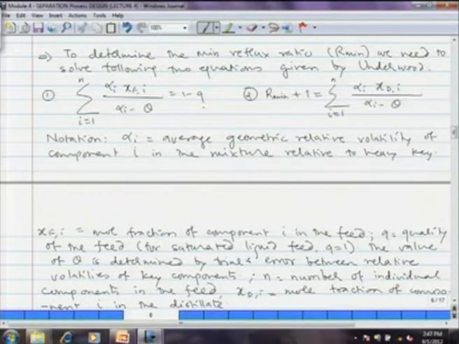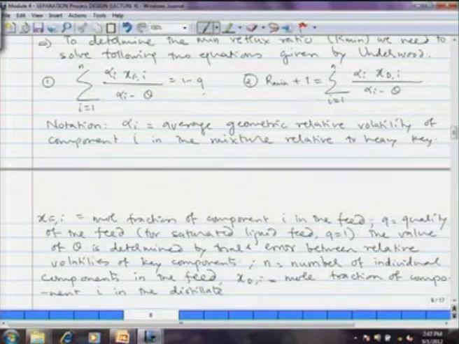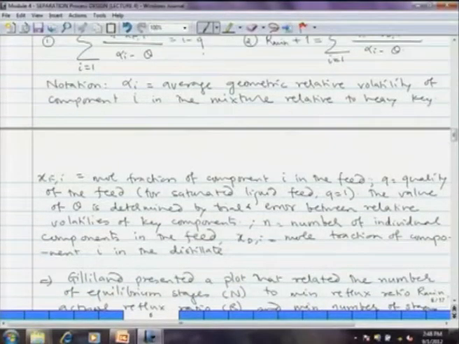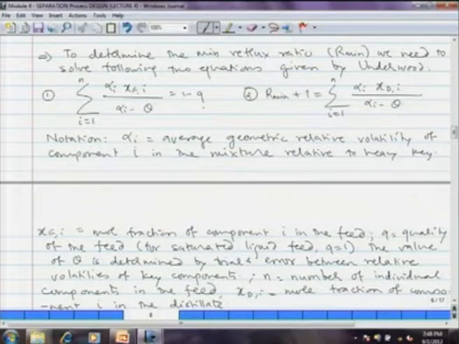You will get n minus 1 values of theta for n components, but you have to take only that value of theta for the second equation, which is R minimum plus 1 is equal to summation i running from 1 to n alpha_i into x_Di, where x_Di is the mole fraction of component i in the distillate, divided by alpha_i minus theta. So, solve the first equation, get all the values of theta and take only that value of theta which is between the relative volatility of light key and heavy key component, and then use that value of theta in the next expression and solve for R minimum.